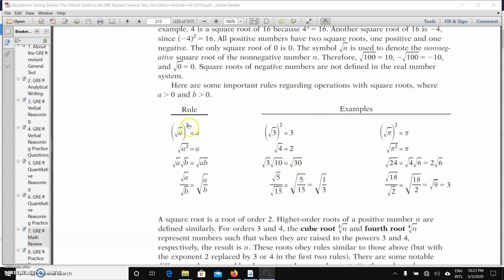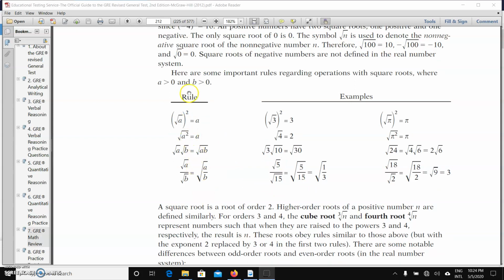Root and square will cancel each other. So the root will cancel the square, and that will be A. So that's the meaning of all of that. Root of A times root of B equals root of AB. These are the normal stuff that you should know, and I won't go deep into that. You should learn it yourself. These are rules, and you should learn these rules.